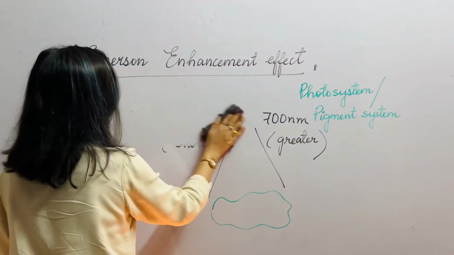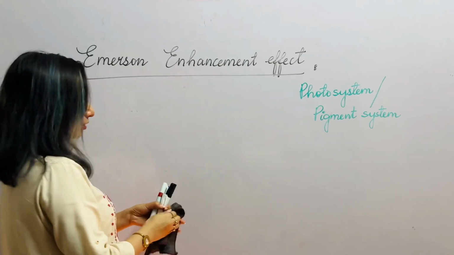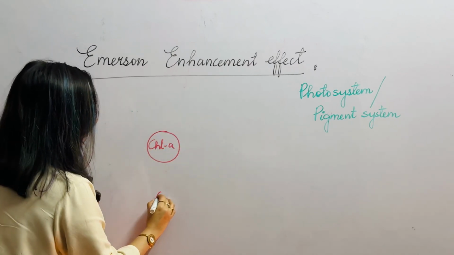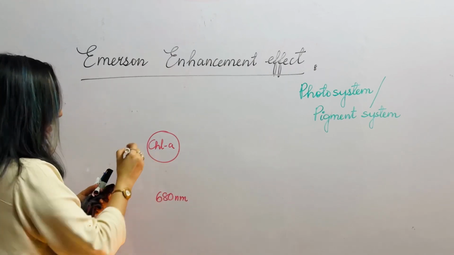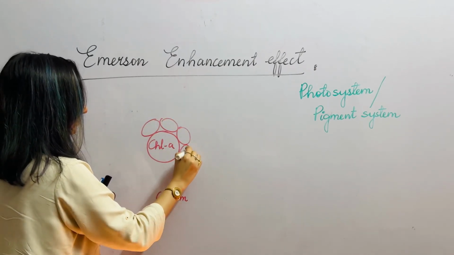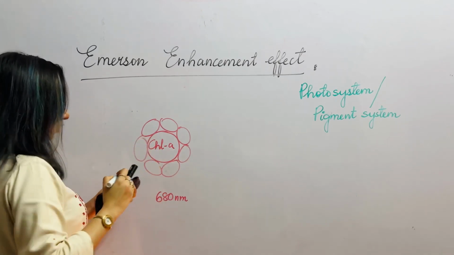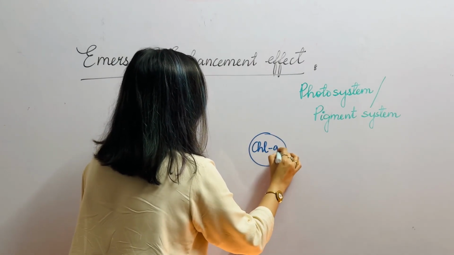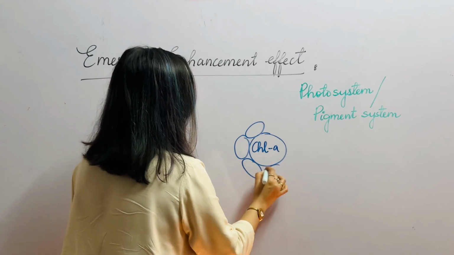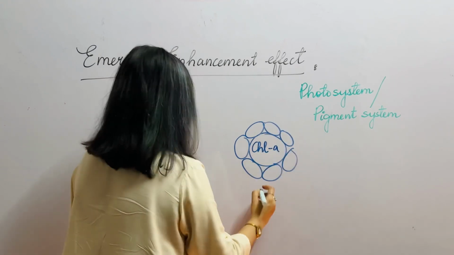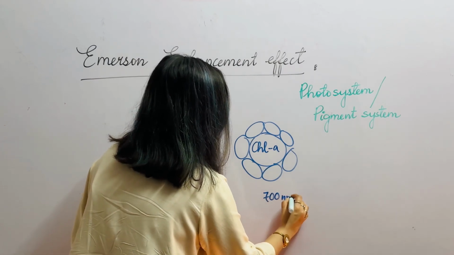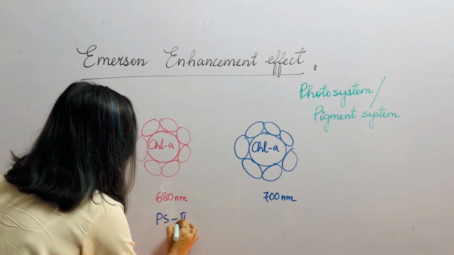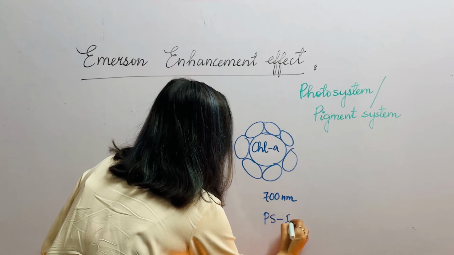So in one pigment system, what will happen? The reaction center chlorophyll a molecule will absorb what? It will absorb 680 nanometer wavelength of light. And in the other pigment system or photosystem, the chlorophyll a reaction center will absorb what? It will absorb the greater wavelength of light, that is 700 nanometer. Now this is called PS2 and this is called PS1.